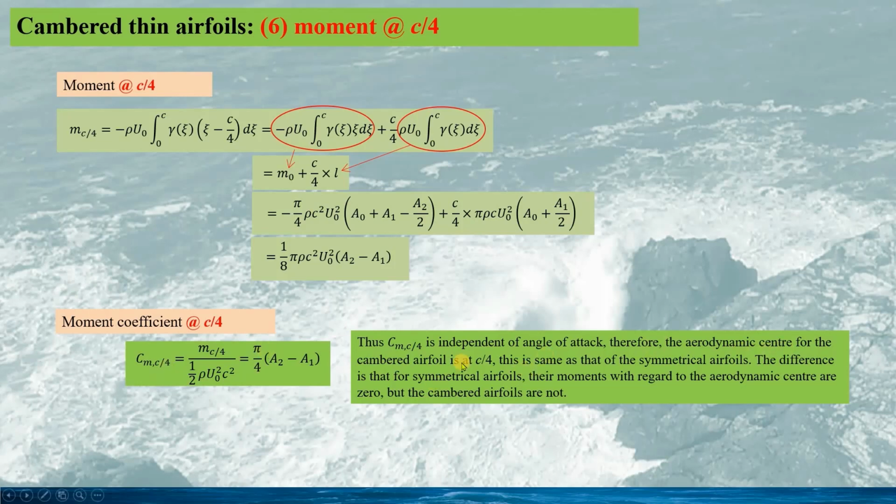So this is the same as the symmetric airfoil. But here, the only difference is the moment coefficient for the cambered airfoil is non-zero, given by this, while in the symmetric airfoil, the moment coefficient with regard to the quarter chord is 0.